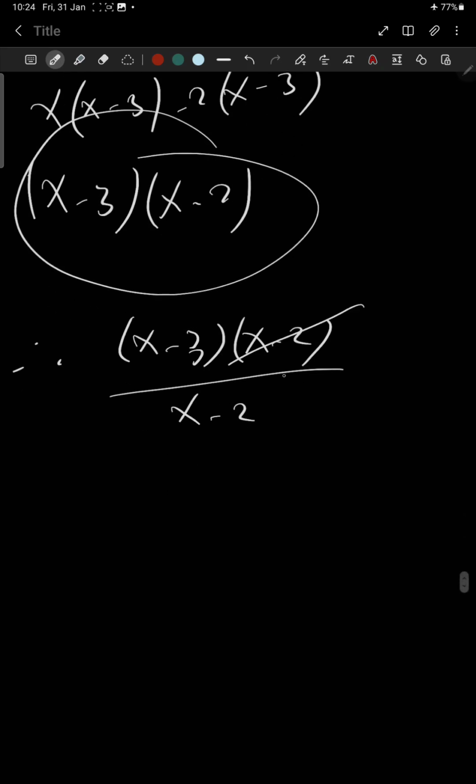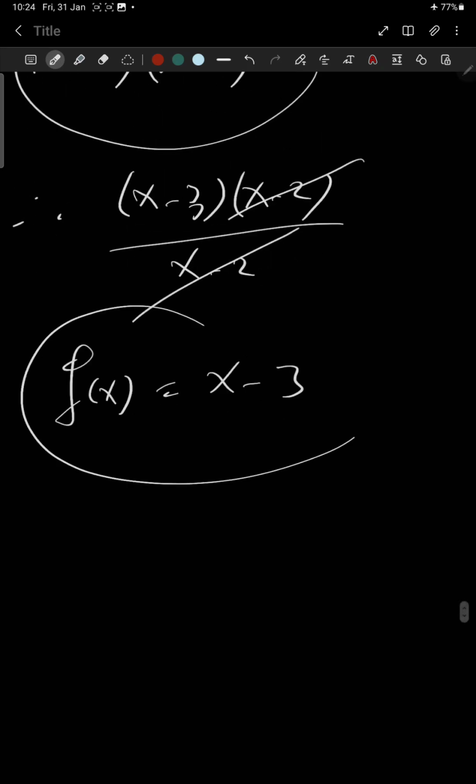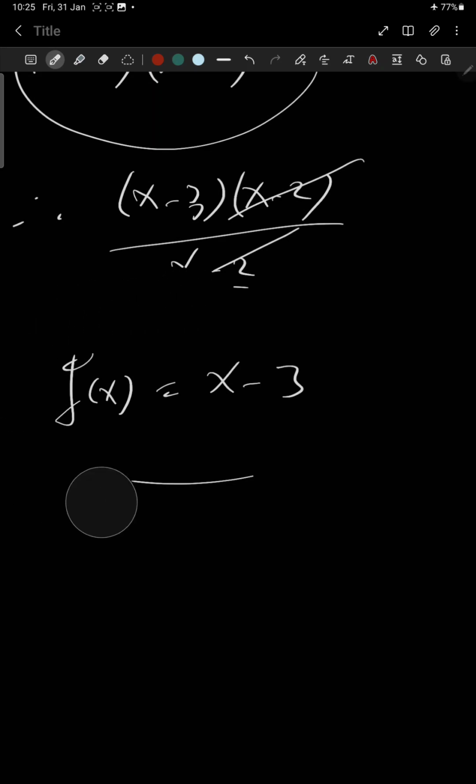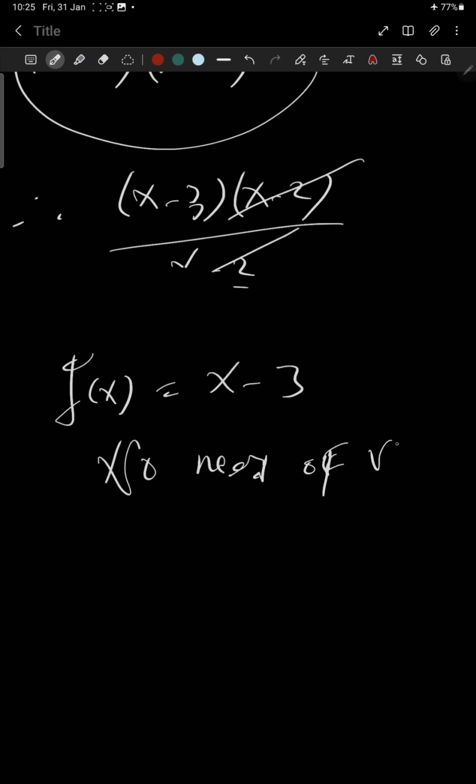Notice what will happen. This and this will cancel, and your function f of x will just remain as x minus 3. Now this is no longer a rational function, it's a linear function. So there's no need for the VA, the vertical asymptote, neither the horizontal asymptote. There is no need.